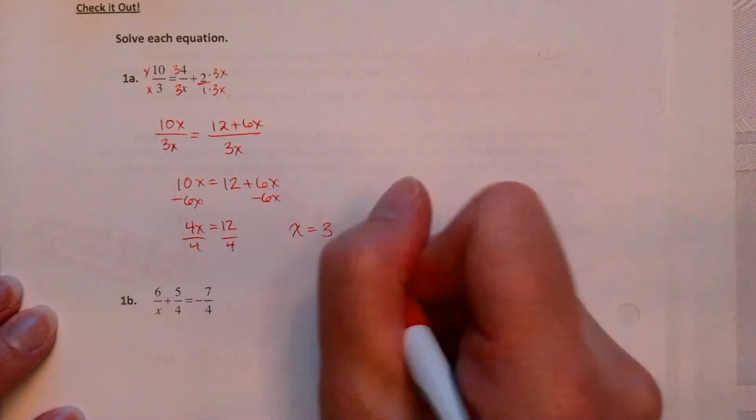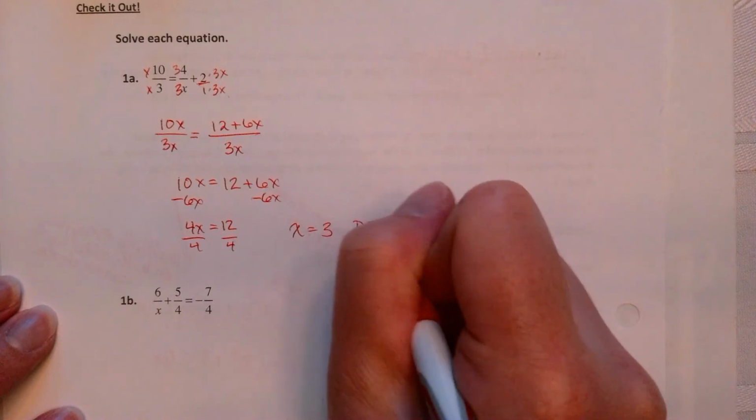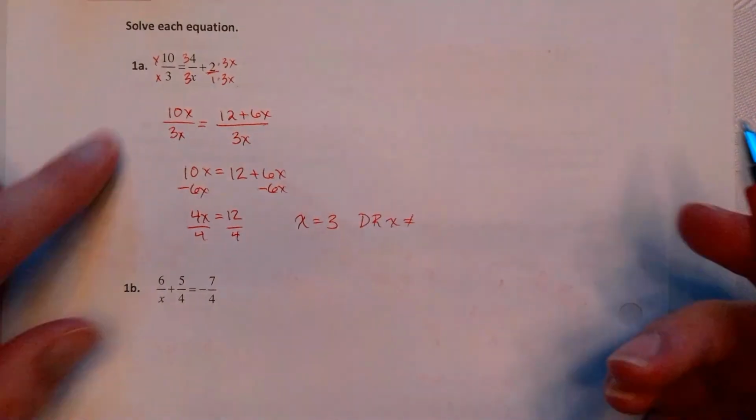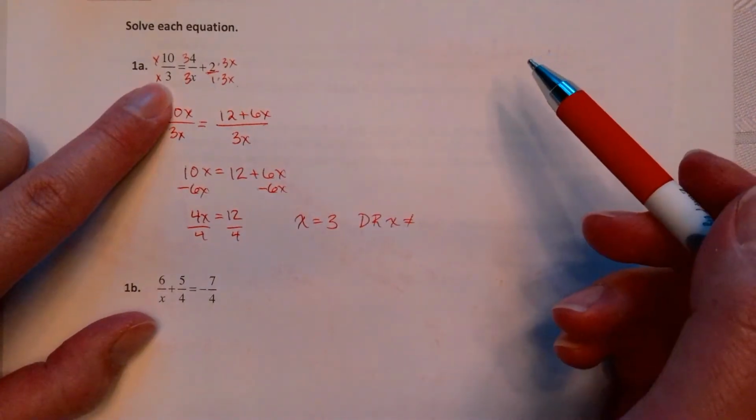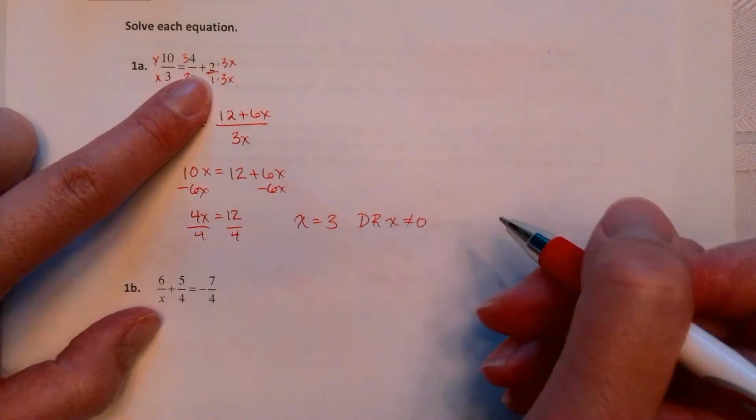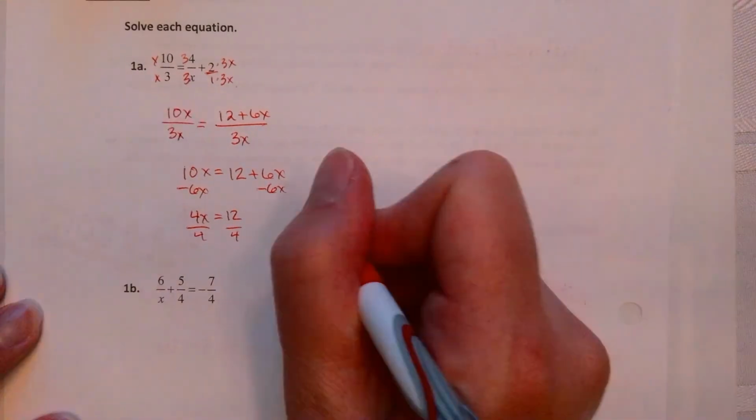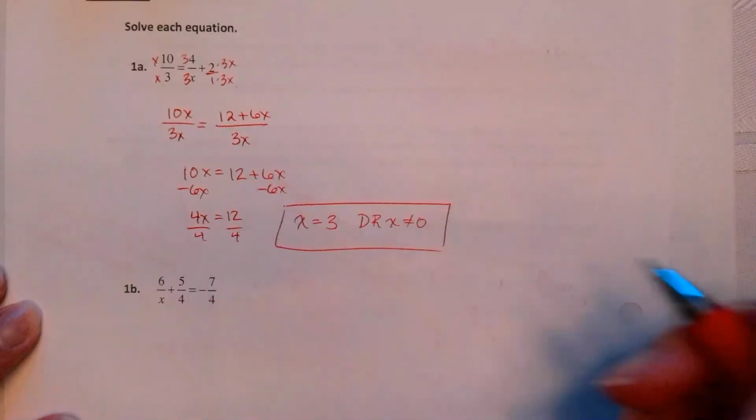I need to come back and do my domain restriction. What can't x equal? Go back to the original. 3 will always be 3. X can't be 0. No domain restriction here. So that is my final answer.